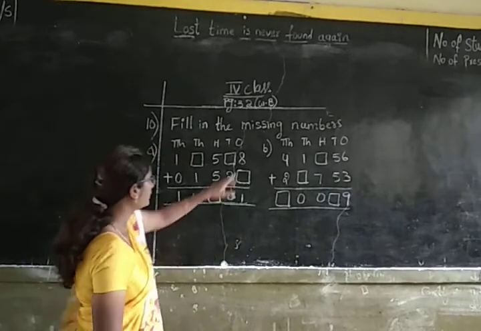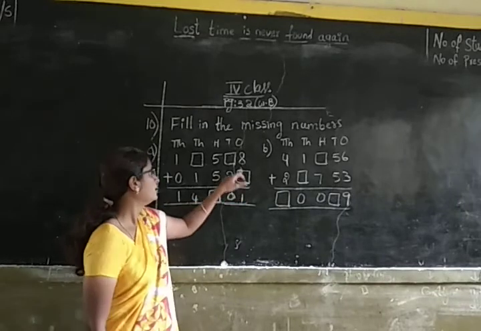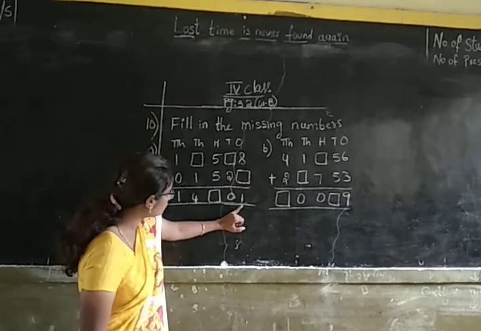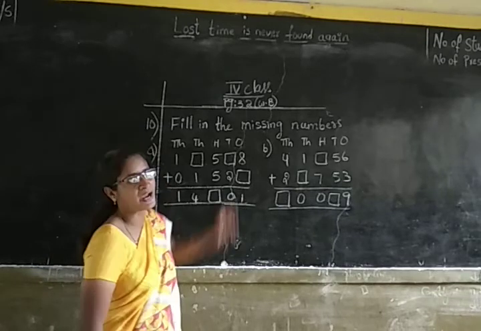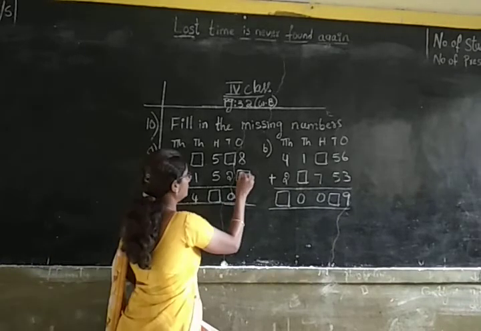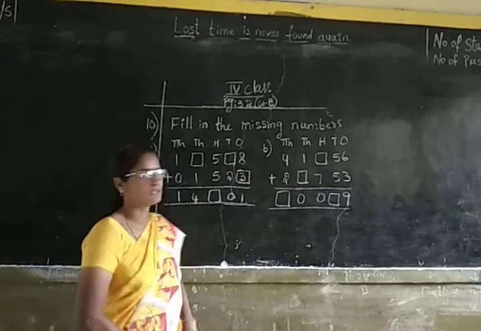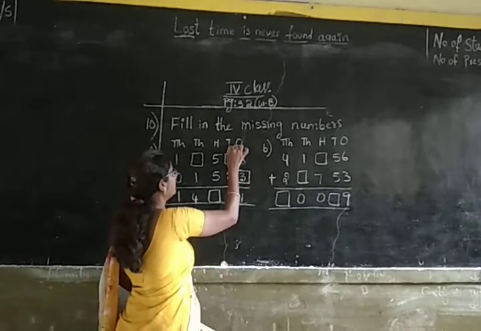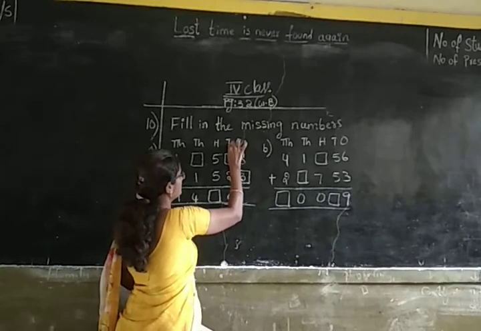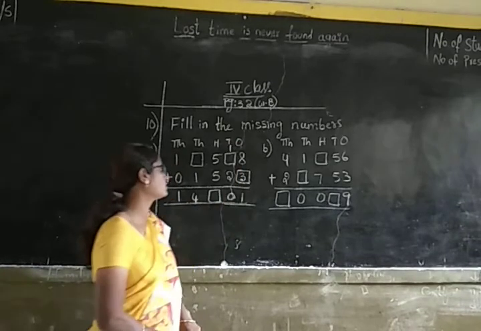Okay children? Here you have to find out this box. Here the answer is 1, which means 11. So how will you get 11? If you add 3 to 8, you will get 11. Isn't it? Here you have to put the 1 and carry away 1 to the next place.